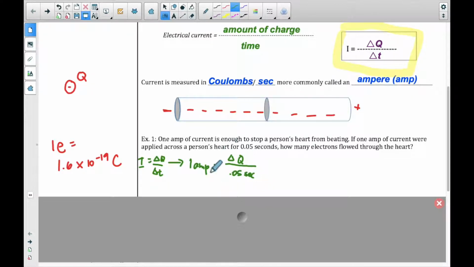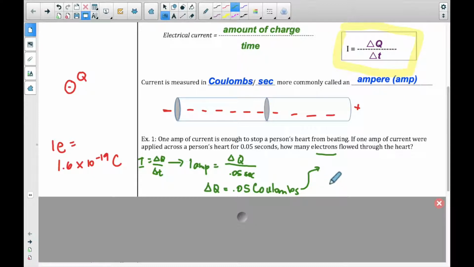And so we can solve for Q, and we get delta Q is 0.05. And what do we measure that in? We measure that in coulombs. Now that's how much charge flowed through. The question was how many electrons flowed through. And so we need to continue on with our problem. We're not quite done.